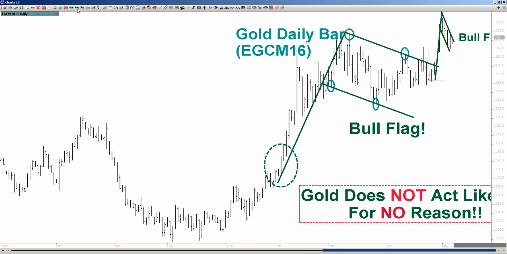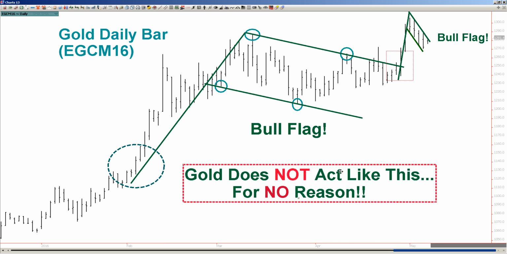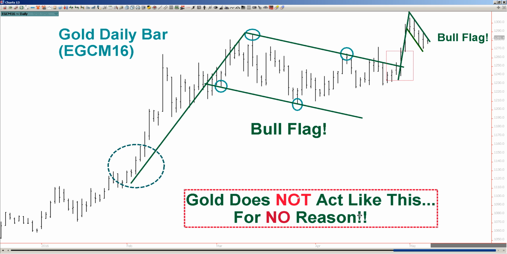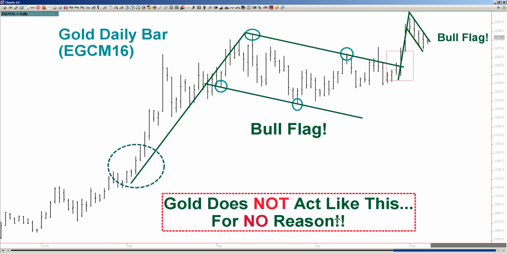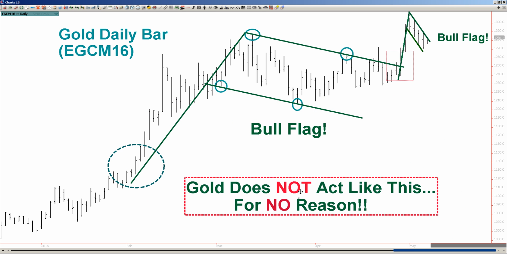Traders, why is this happening in the emini S&P, the NASDAQ, the Russell, you name it? Because gold does not act like this for no reason. Where have you heard this, kids? I have been telling you this since, I don't know, November, December, January for sure. I started really letting you know that this is not right. Gold does not act like this for nothing.